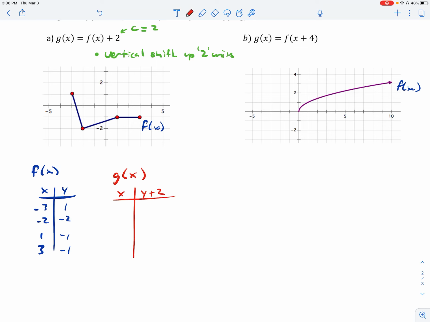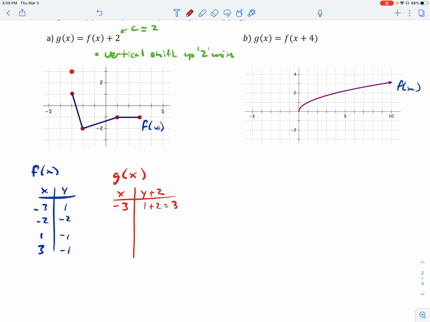So this is real easy. I'm going to take the -3 from that function and write it in here. Then I'm going to take the 1 and plug it into y. I'm going to have 1 plus 2, which is 3. So I now have a new point, -3, 3. Notice that would be right here on the graph. So I've taken the point -3, 1, and bumped it up 2 units because it's a vertical shift up 2, and I get the new ordered pair, -3, 3.